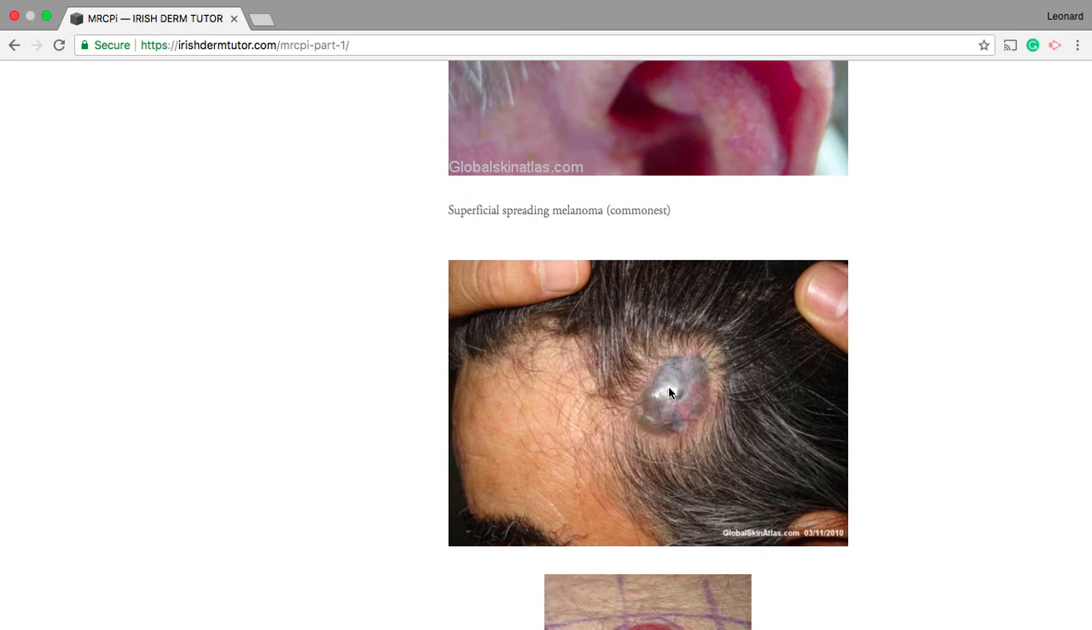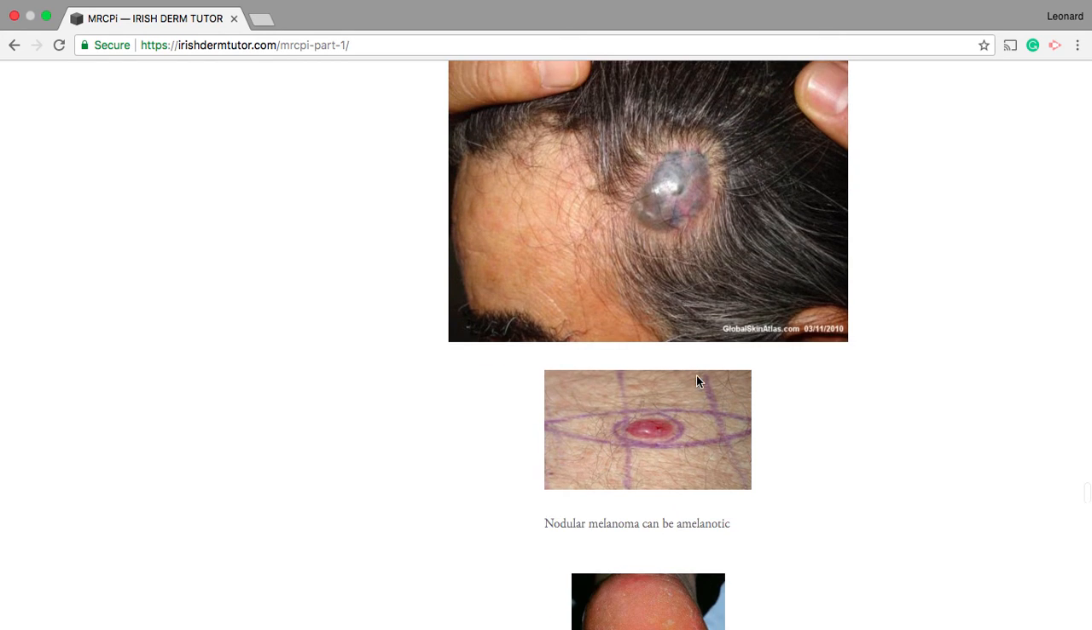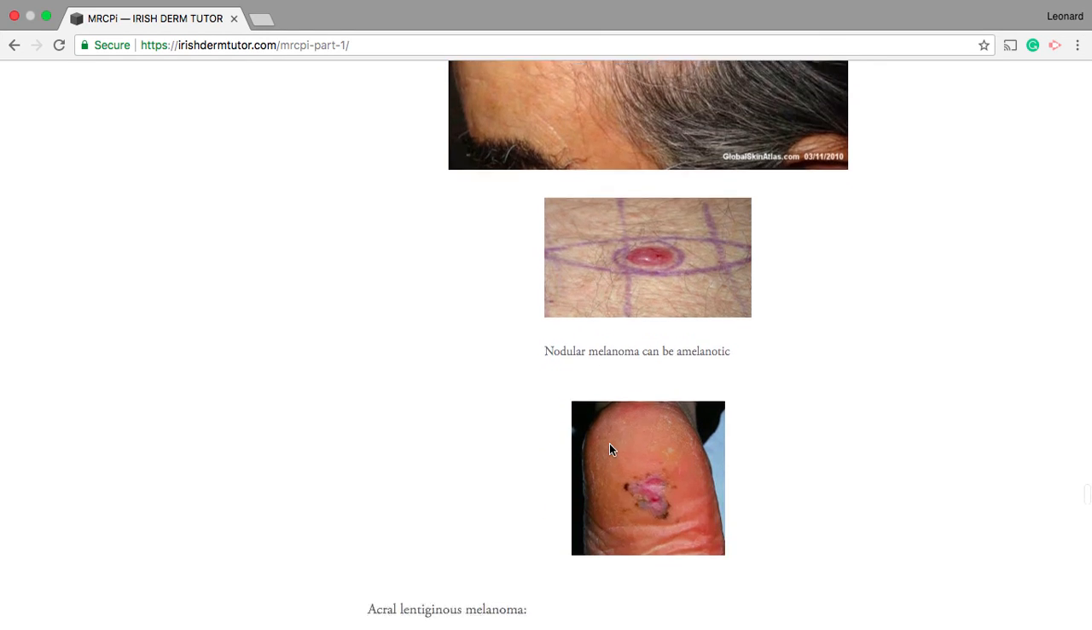And you often get varying colors in melanoma, so you can get black, you can get grey, you can get blue, and you can even get pink. In fact, you can sometimes get no pigment whatsoever, and this is a nodular melanoma that we say is amelanotic, so there's no pigment in these cancer cells.